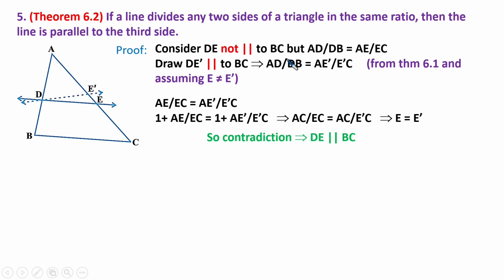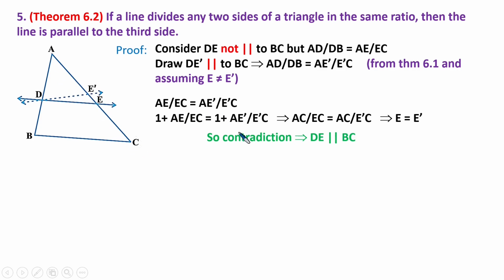And here we have assumed that E is not equal to E prime. This I got from the earlier theorem. Then I can say that this is the same AD by DB, because this point is the same point. Then AE by EC is equal to AE prime by E prime C, because I have equated it here. And then I add 1 to both sides, invoking Euclid's axioms, that equals plus equals. So I will have EC plus AE is AC. So I have AC by EC, and also AC by E prime C.